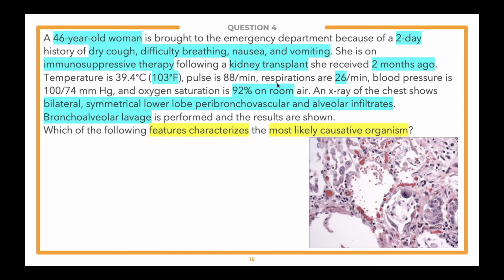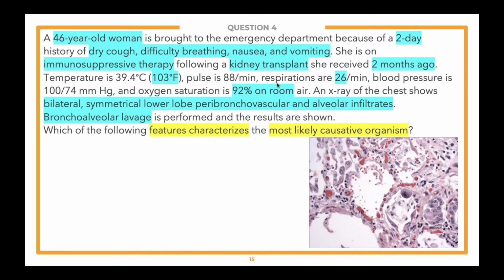So I think, one, we've got to figure out what's going on. Two, what is the causative organism? Those steps could maybe be tied together, but for clarity's sake, let's separate those. And then three, what is a characteristic feature of that organism? So maybe a 3-step question here.